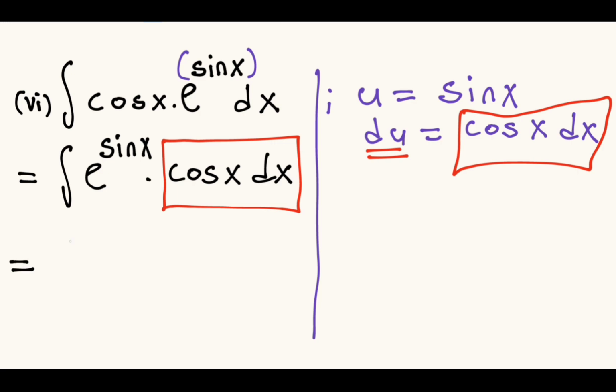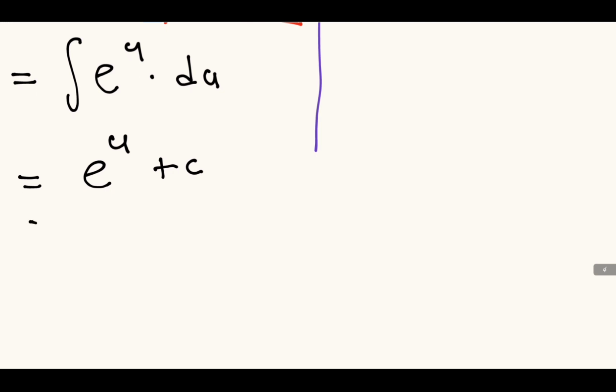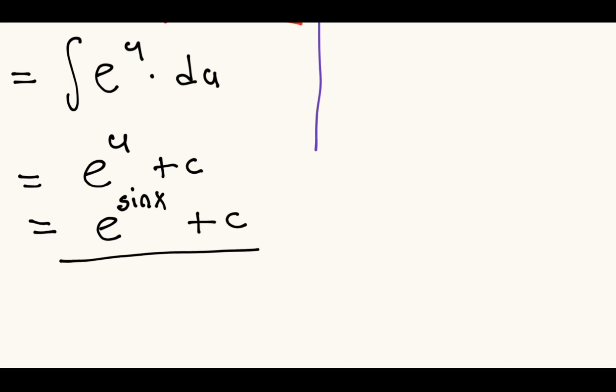So our integral will be equal to e to the power u multiplied by du. The integral of e to the power u is equal to e to the power u plus c. Let's substitute back sin x in the place of u plus c. This will be our answer for the 6th and the final question.